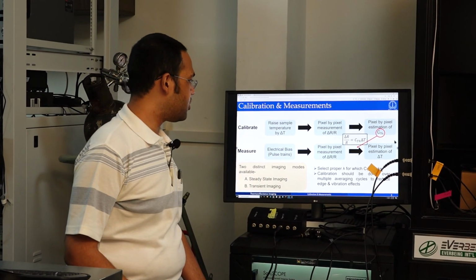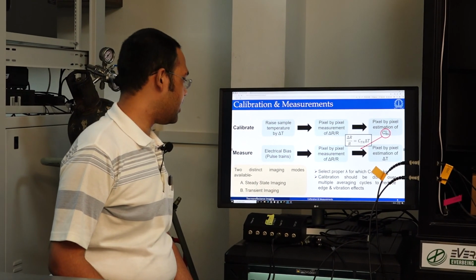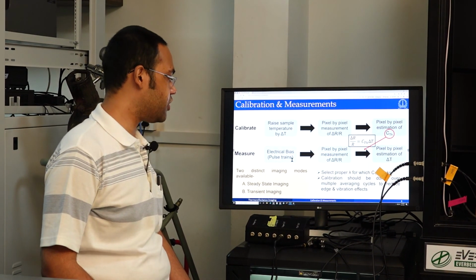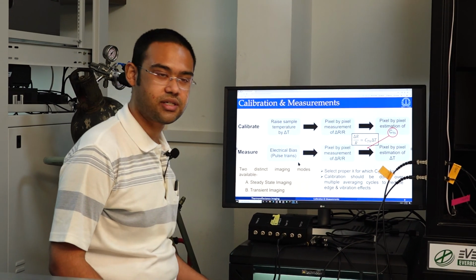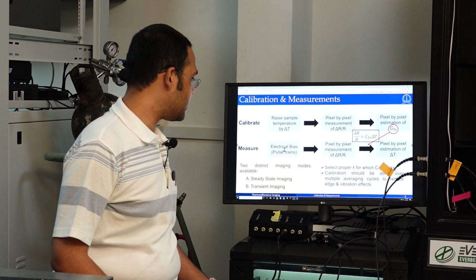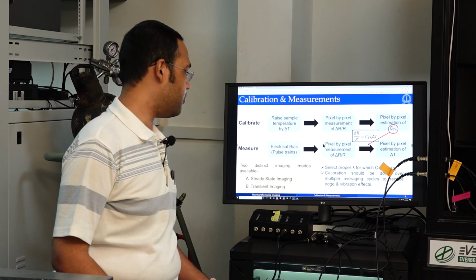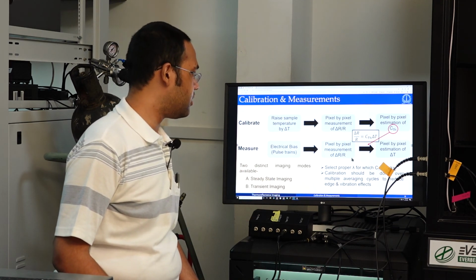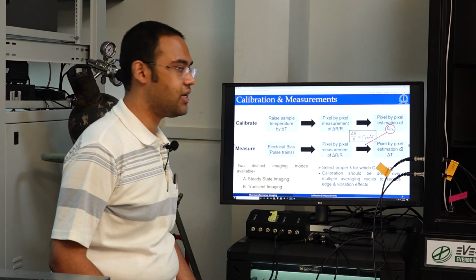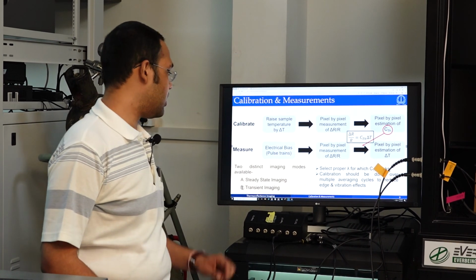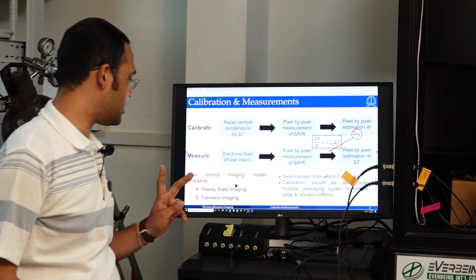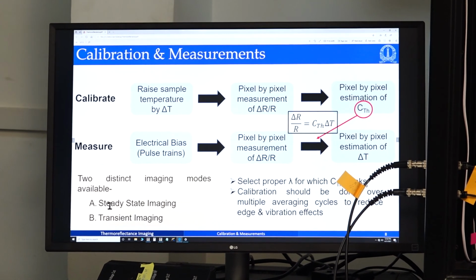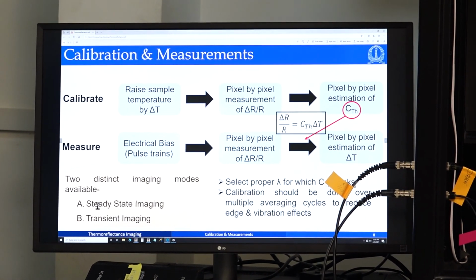From the calibration module, we got the thermoreflectance coefficient. In the measurement, we are going to apply electrical biases, pulse trains, which would be synchronized with the LED sources. When the bias is applied, we will get pixel by pixel measurement of delta R by R, and from there, we will get pixel by pixel estimation of delta T. So there are two distinct thermal imaging modes available with this system. First is the steady state imaging. Second is the transient imaging.